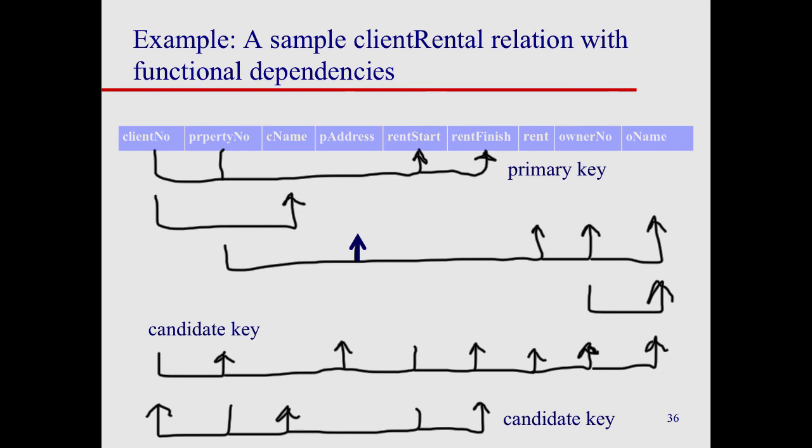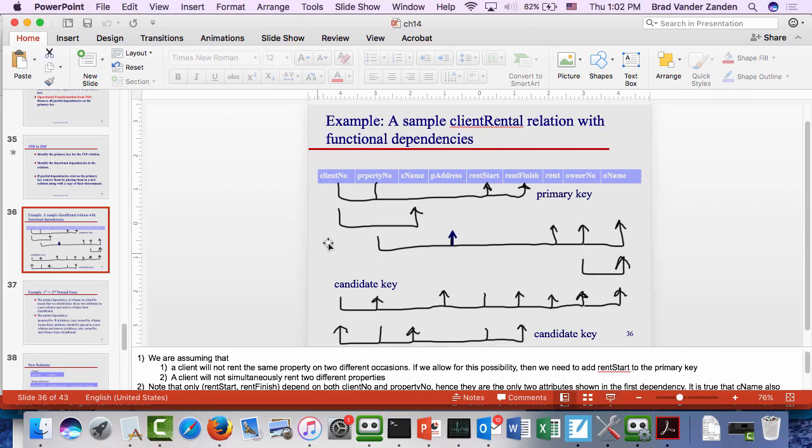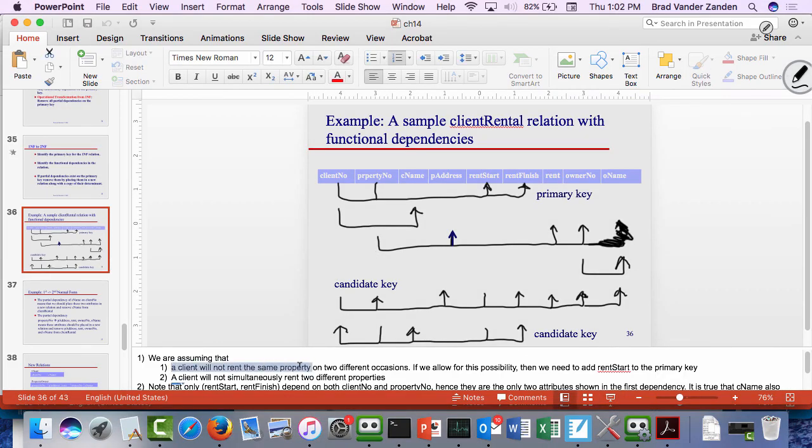So we're allowed to assume that they rented that property at two different times. Wait, is that? Yes, no, you're right. We're assuming they can't rent the same property twice. So that wouldn't work. So, here's that assumption. I know it's hard to read, but a client will not rent the same property on two different occasions. If we allow for this possibility, then we need to add rent start to the primary key. Yep, very good. And we're also assuming a client will not simultaneously rent two different properties. Thank you. I had stated one of those two assumptions, but not the second one.